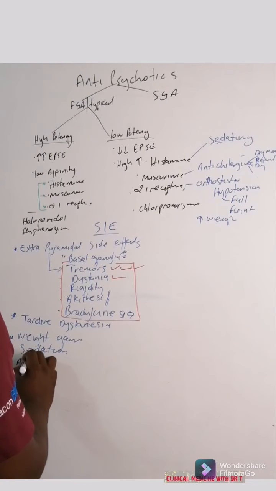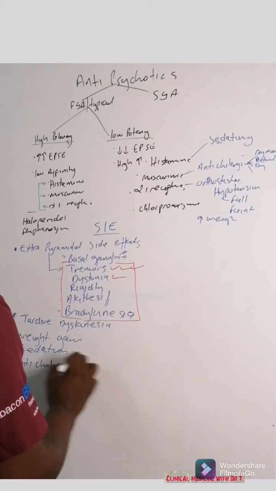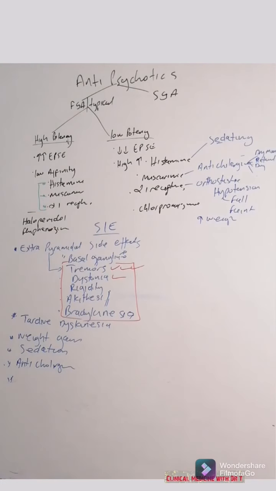So are you anticholinergic? If they ask you a question to list the side effects, sometimes they can say list the extrapyramidal side effects, then you know that they're talking about it. But if they just say list the side effects of first generation antipsychotics, you start with extrapyramidal side effects and then mention the others later on.